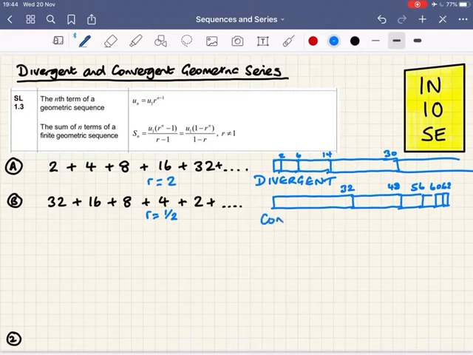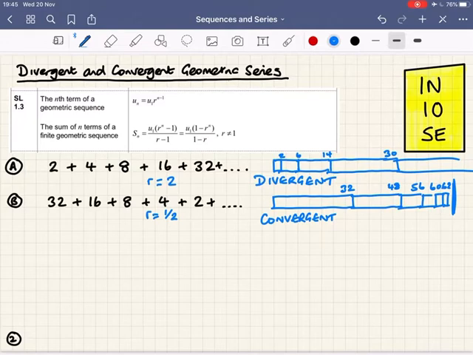It's a convergent series, and in fact the total will converge on a particular total. It doesn't really matter how many terms you add after that, the total is never going to get bigger than that. And I can illustrate that with this example B.